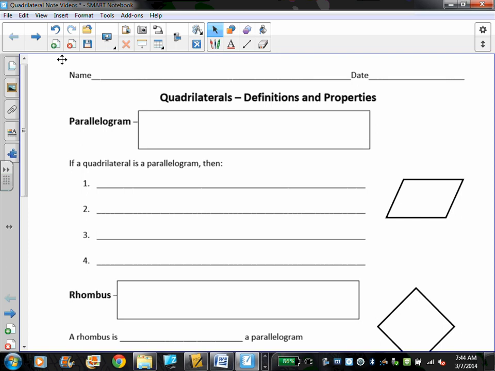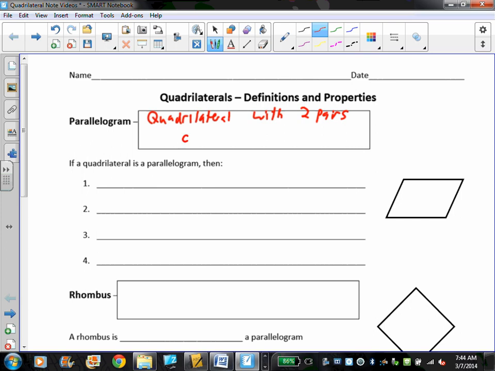Alright, so let's start. A parallelogram is a quadrilateral with two pairs of parallel sides. So if the shape over here is a parallelogram, we'll know that this side is parallel to this side, and that these two sides will be parallel. That's what makes it a parallelogram. That's really the only requirement for something being a parallelogram. So those sets of sides being parallel.